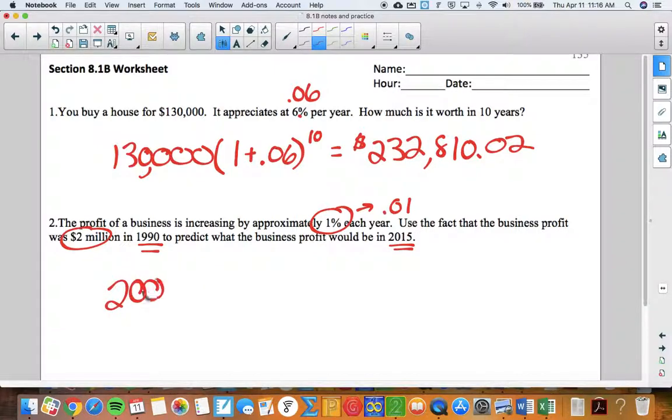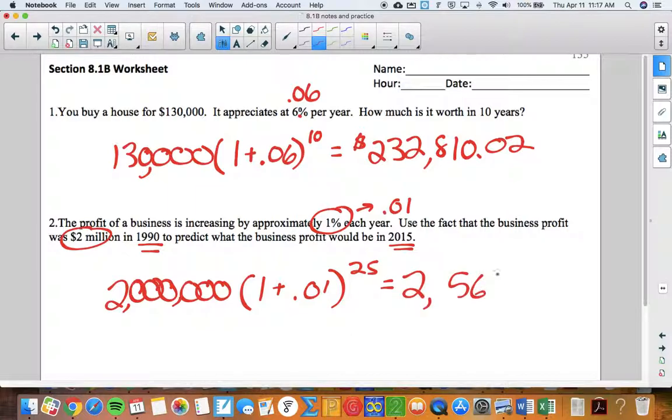So the profit, or the initial amount, is $2 million. Use 6 zeros. It's increasing by 1% or 0.01. And then the timeline, the difference between 1990 and 2015 is 25 years. Type that in your calculator. You should get $2,564,863.99.